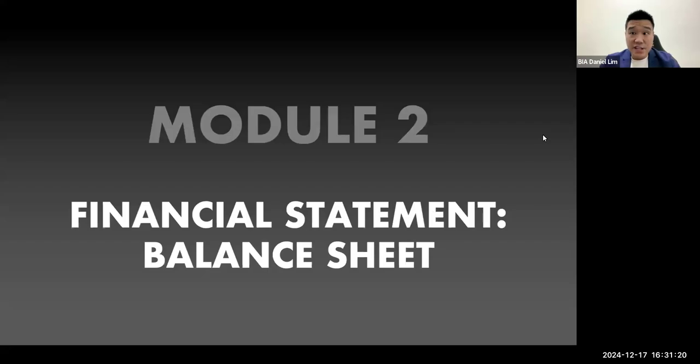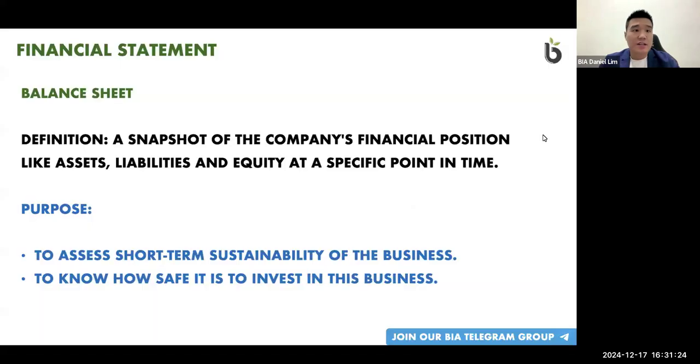So the second financial statement I want to guide you guys through is the balance sheet. So what is this balance sheet? A balance sheet is a snapshot of the company's financial position, like assets, liabilities, and equity at a specific point of time. So in short, it shows us the monetary health of the company.